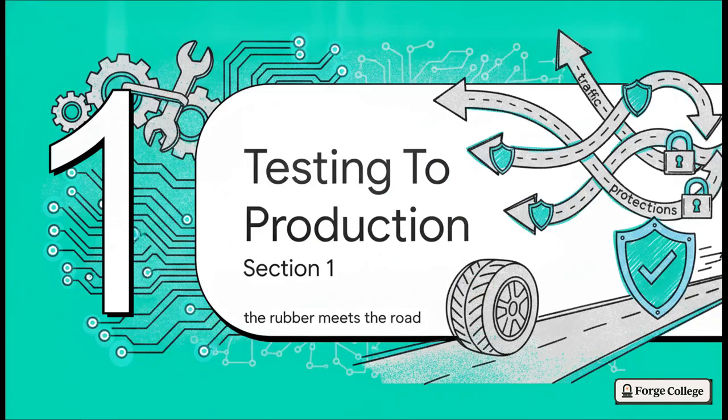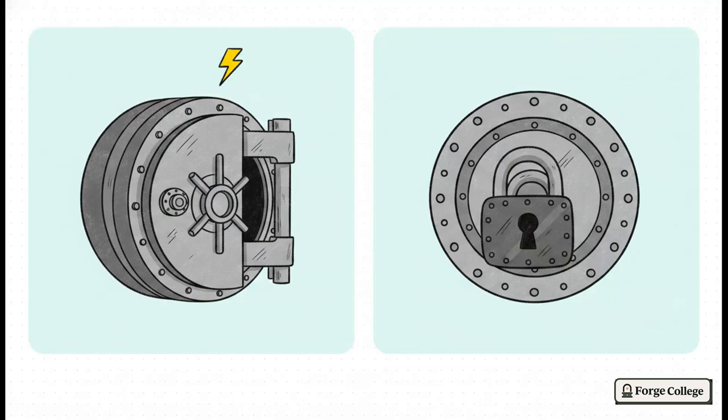Starting with Section 1, from testing to production. This is where the rubber meets the road. We're taking that working middleware you coded and layering in safe, highly scalable defaults so that your protections actually hold up when heavy traffic hits. And to do this, we really need to talk about design philosophy for a second. We have fail open versus fail closed.